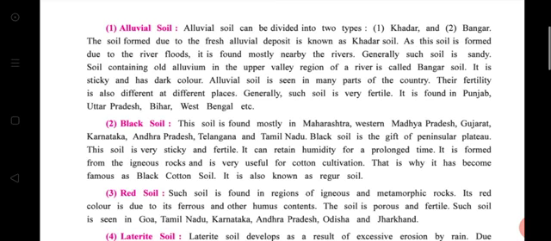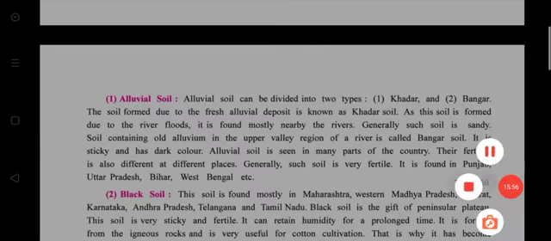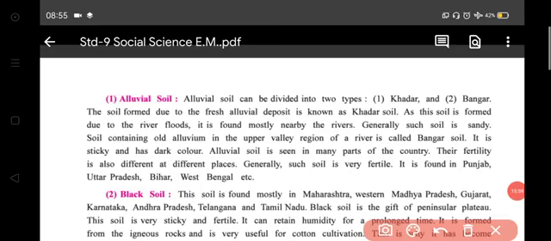Please, students, underline. The soil formed due to fresh alluvial is called khadar, and the soil containing old alluvial is called bangar. Please underline the definition of khadar soil and bangar soil. Clear? Everyone is there? Good. Please underline the definition. Okay, good.